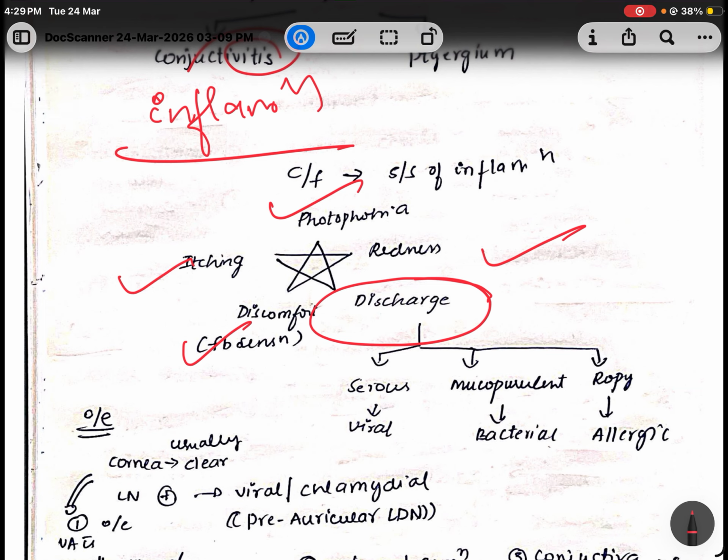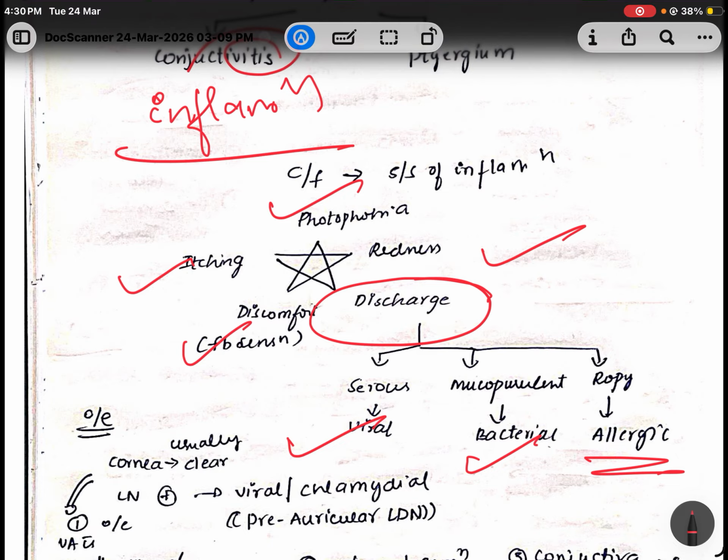because if it's viral, you will have a serous discharge. If it's mucopurulent, you have to suspect bacterial conjunctivitis. If it's ropey, then it is allergic. Now you know, when they ask you the clinical features part, how to decipher it properly and how to place the disease.